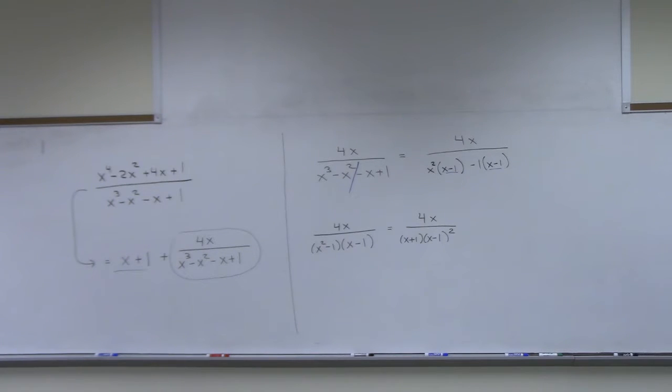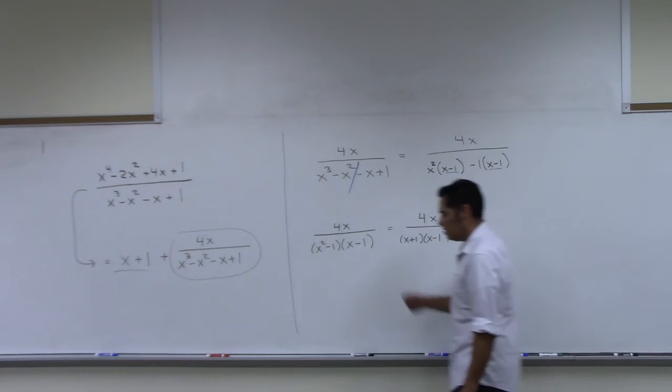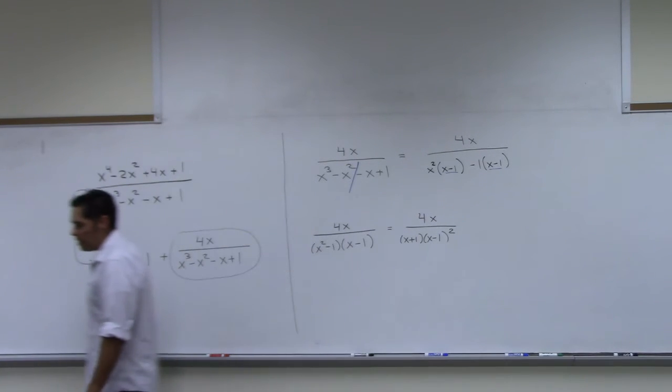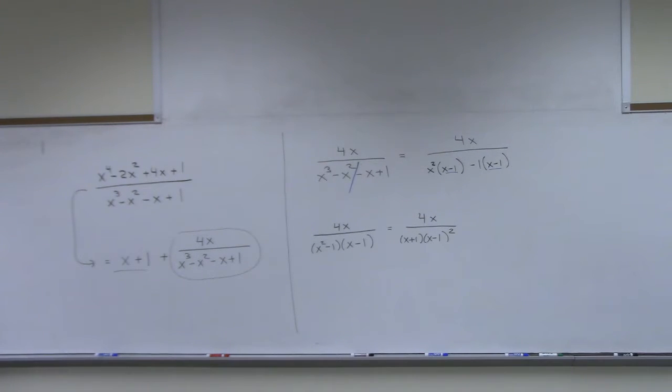And we are finally to our point of partial fractions. What do I have there in that denominator? We have two linear factors. They're distinct, but one of them's repeated. Right?